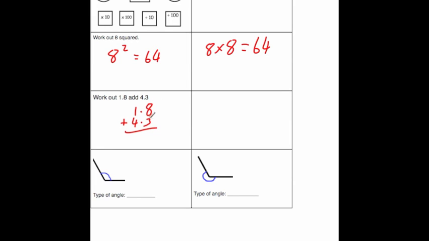So we've got 8 plus 3, and let's put a decimal point there. 8 plus 3 is 11, so let's put the 1 down and carry the 1. 1 plus 4 is 5, plus 1 is 6, so the answer is 6.1.